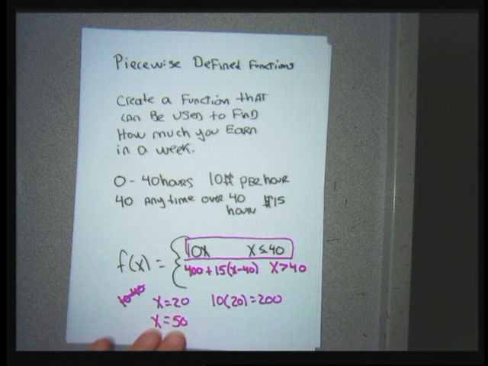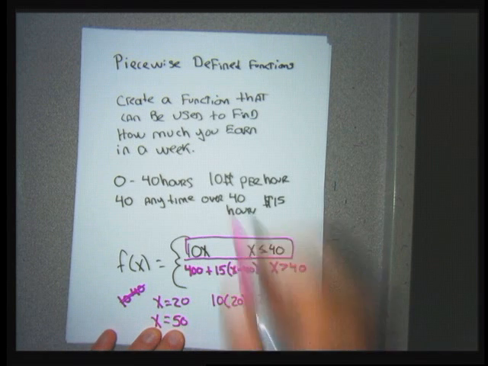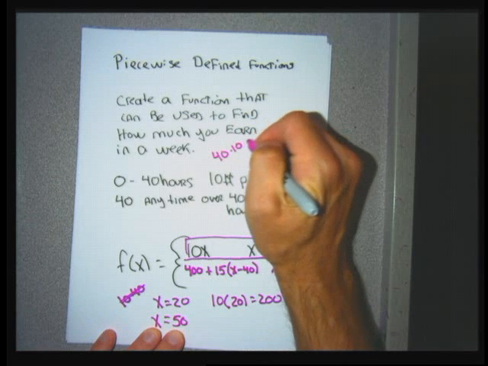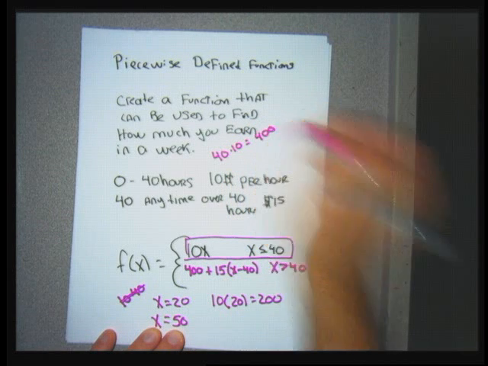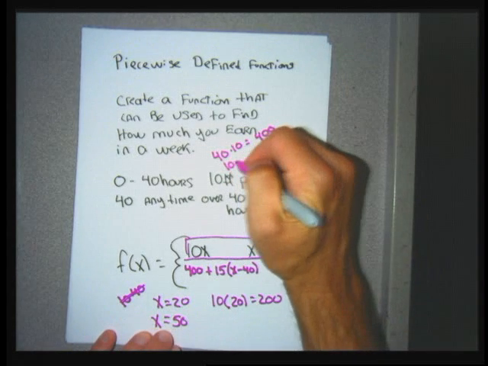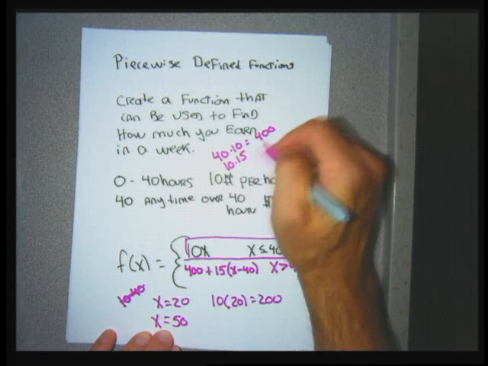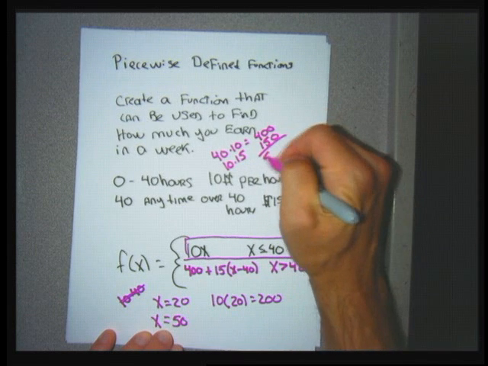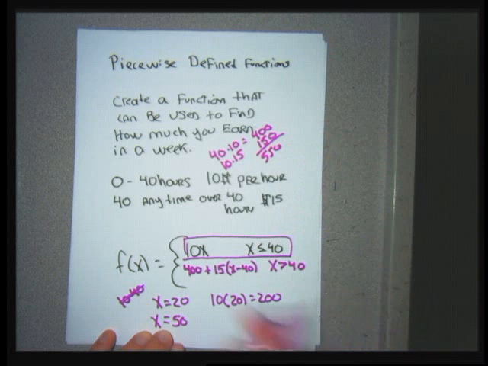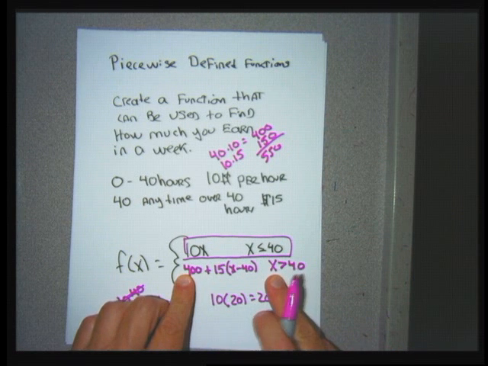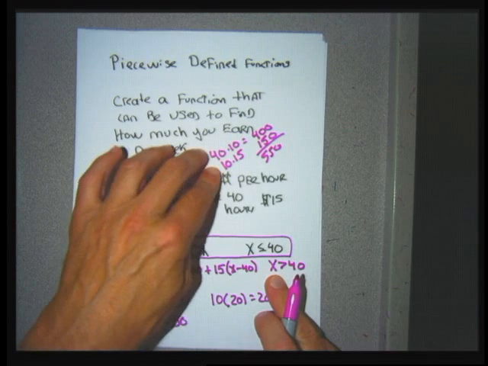Well, if I work 50 hours and I didn't have a function, I'd go like this. I worked 40 hours at $10 per hour, which gives me $400 regular pay. And then I worked 10 hours of overtime at $15 per hour. That would give me $150 worth of overtime pay. My pay would be $550. This equation right here will compute the pay without having to do it in two parts.